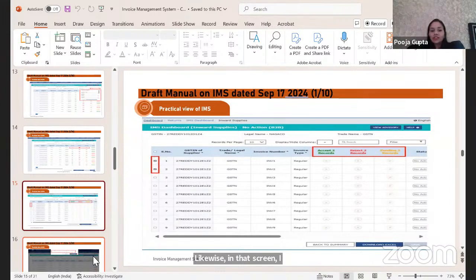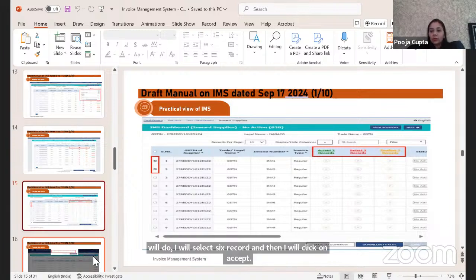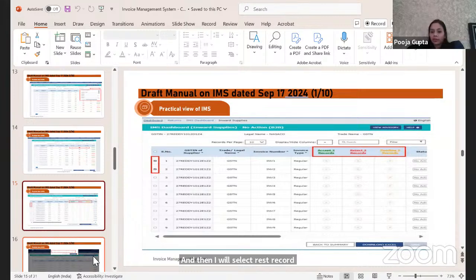I want to take the action: accept for 6 invoices, and for 3 invoices, I want to reject. So what I will do, I will select 6 records and then click on accept. And then I will select the rest of the records and click on the reject button. So there is a functionality of multiple selections as well.